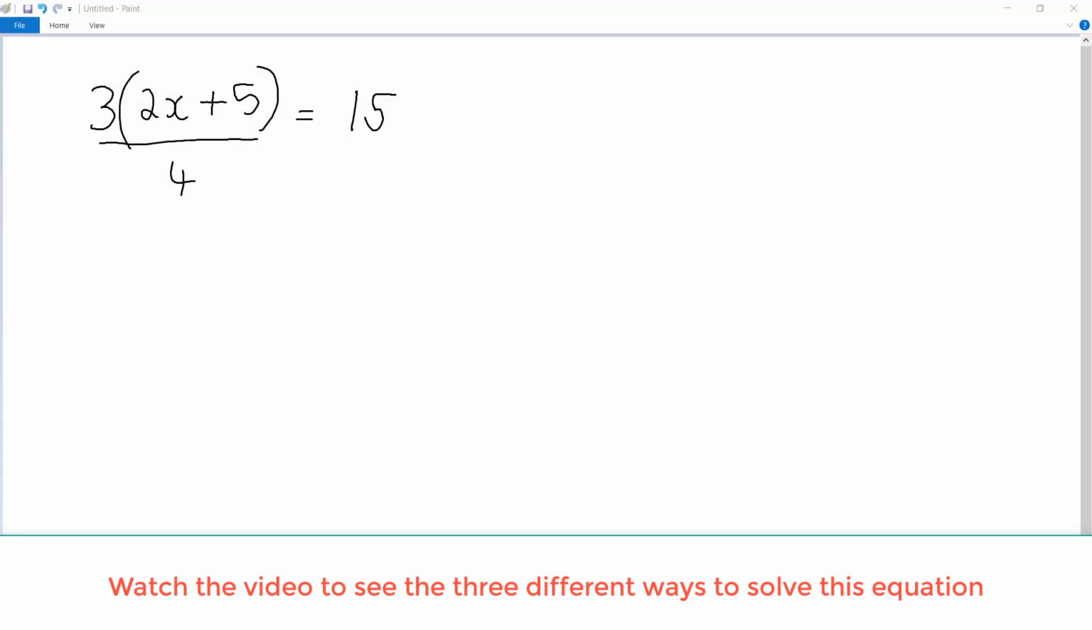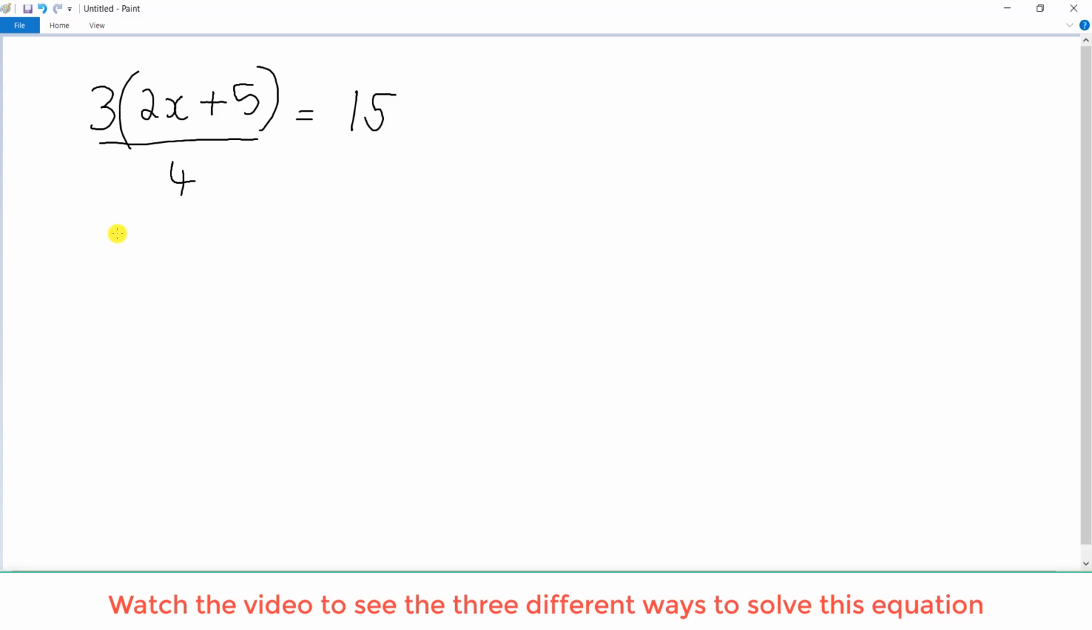Okay, let's solve this one with style number 1, the story of x. And we'll see how many steps it had. Okay, so we started with x. It was multiplied by 2, then 5 was added, then the whole thing was multiplied by 3, and the whole thing was divided by 4, and we got 15.